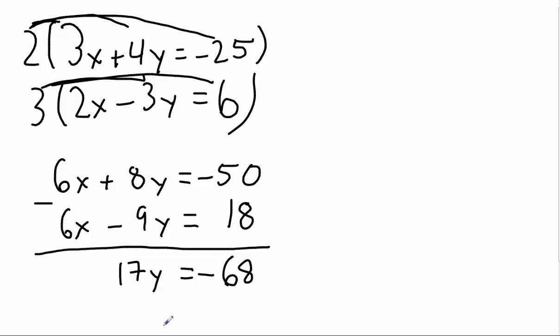So now we have 17y equals negative 68. To get y by itself, divide both sides by 17, and you're going to get y is equal to negative 4. Because 68 divided by 17 is 4, and there's a negative outside, so it's negative 4.